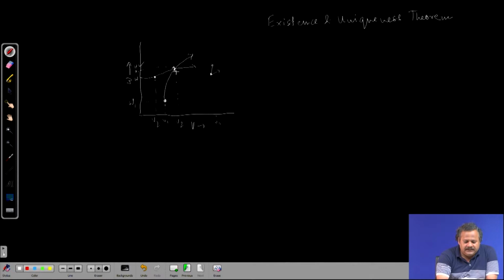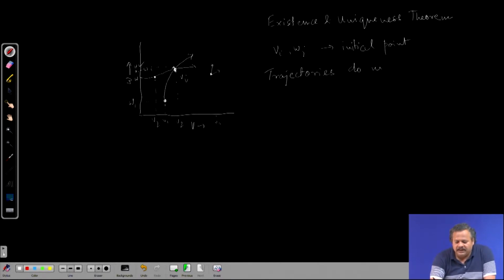Now, if this is, let us say, Vi and Wi, then if we started the system at Vi and Wi as the initial point, there must be two solutions at that point. That is, the system will be going in two different directions at that point, which violates the existence and uniqueness theorem. So, the conclusion is that trajectories do not intersect each other.